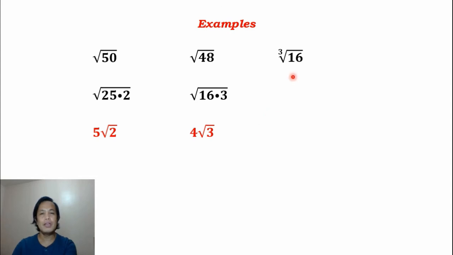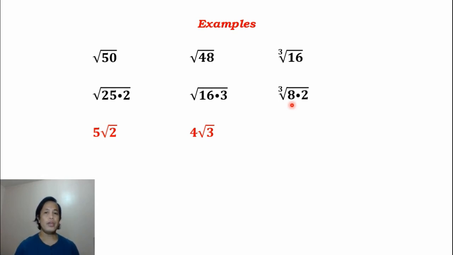Another example. This time we have the cube root. The same concept, but this time 16 is a perfect square but not a perfect cube. That's why we cannot get the cube root of 16 directly. So the same concept, we can factor out 16 by writing 8 times 2. How do we get the cube root of 8? We find a number that, multiplied thrice, will give us 8, and that number is 2. So when we multiply 2 three times, that will give us 8. 2 times 2 is 4, 4 times 2 is 8. Therefore, the cube root of 8 is 2.